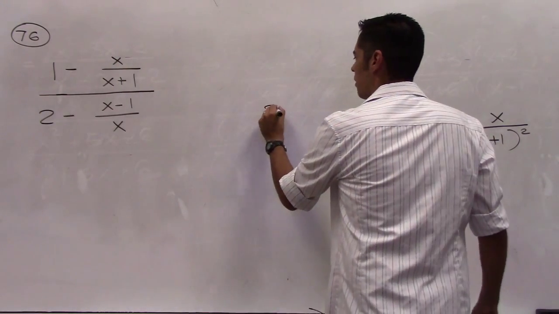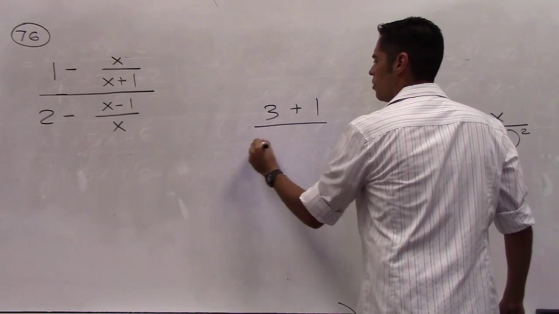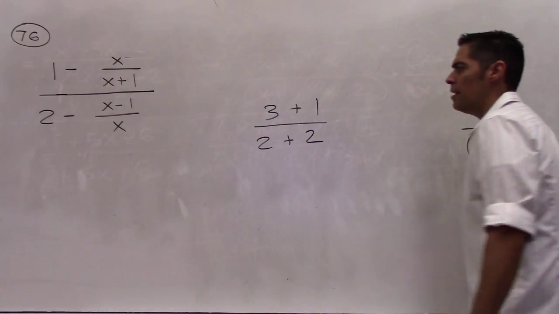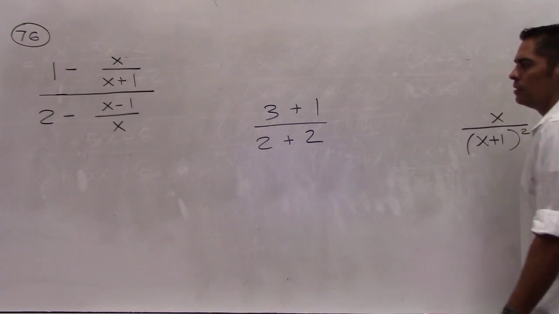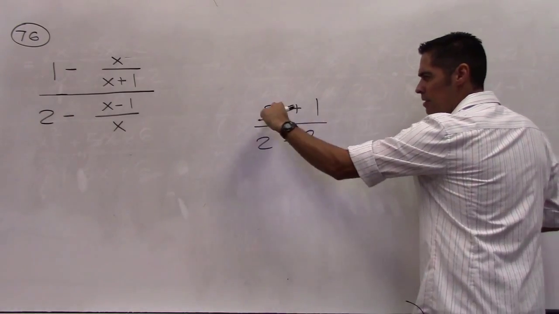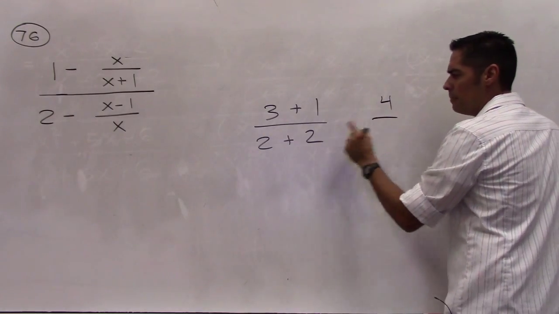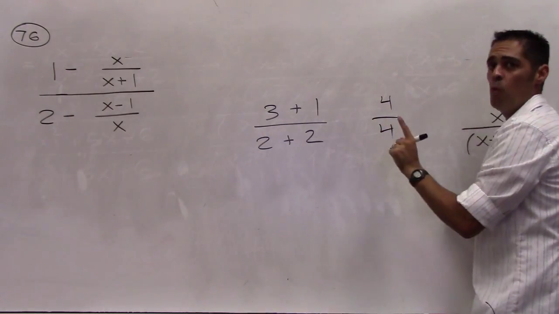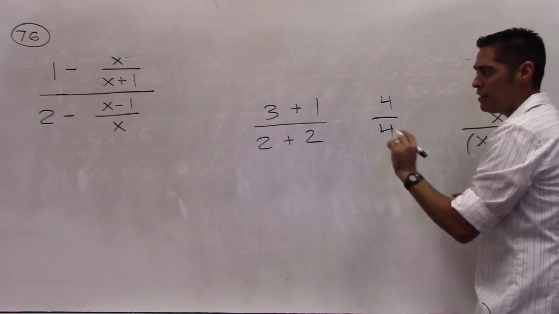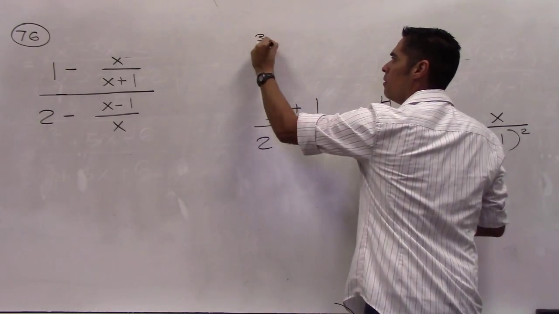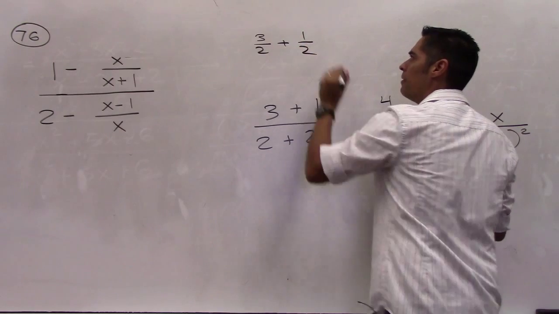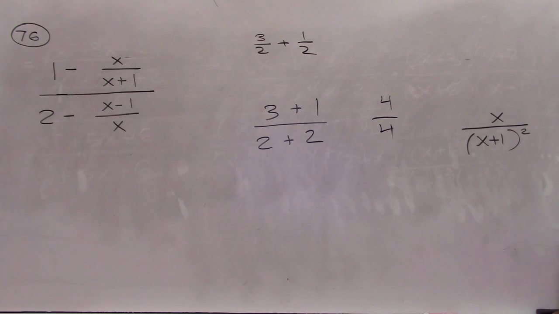Okay, how about this? 3 plus 1 over 2 plus 2. Can you split that into two fractions? What's the answer to this? What's the top? What's the bottom? The answer should be 1, right? Now try splitting it into two fractions. What's 3 halves plus 1 half? 4 halves, which is 2.